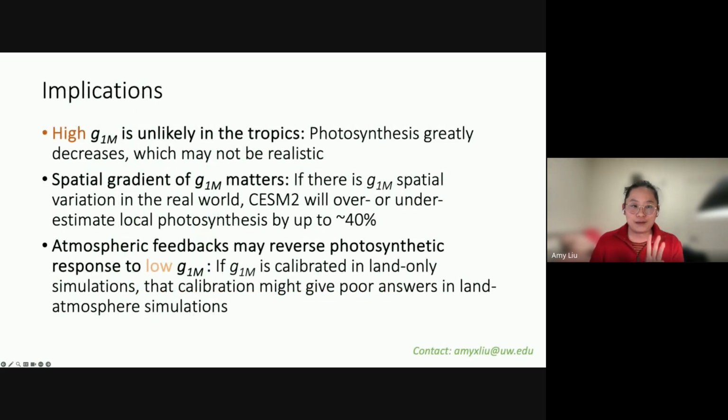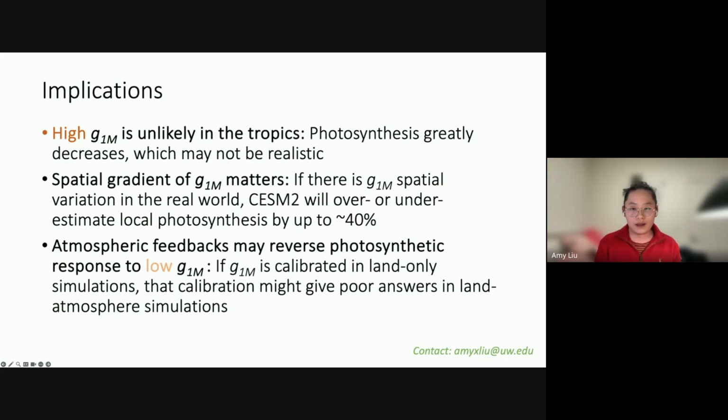So I think there are 3 main takeaways or implications from our results. The first is that the high G1M extreme is unlikely in the tropics, since we saw large decreases in photosynthesis and LAI that are a little unrealistic. The second point is that the spatial gradient of G1M matters. If in the real world there were a spatial gradient in G1M for each PFT, then CESM2 would over or underestimate local photosynthesis by up to around 40%. And the third point is that atmospheric feedbacks may reverse the photosynthetic response to low G1M.